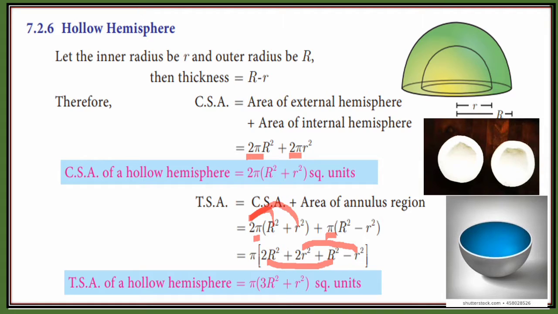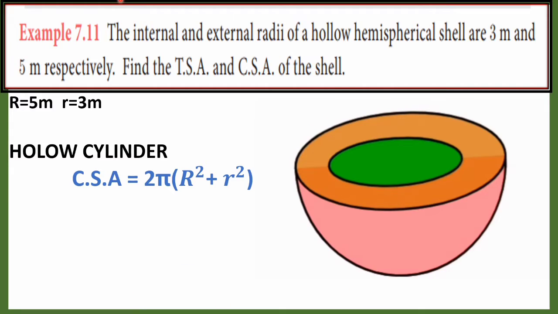See these examples. Bowl and coconut shells are examples of a hollow hemisphere. See here, Example 7.11. The internal and external radii of a hollow hemispherical shell. See this hollow hemispherical shell. The internal radius is 3 meter and the external radius is 5 meter. Let us take capital R as 5 and small r as 3. Find the TSA and CSA of the shell.